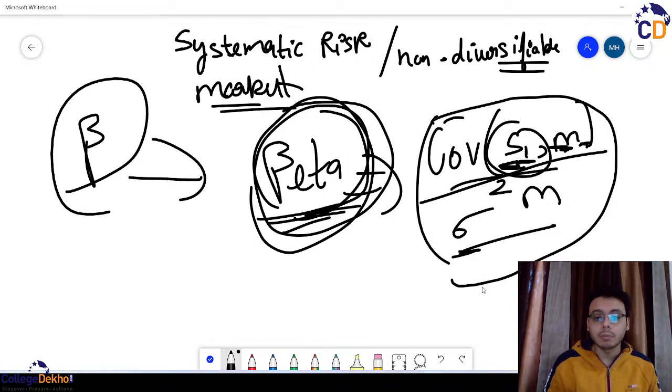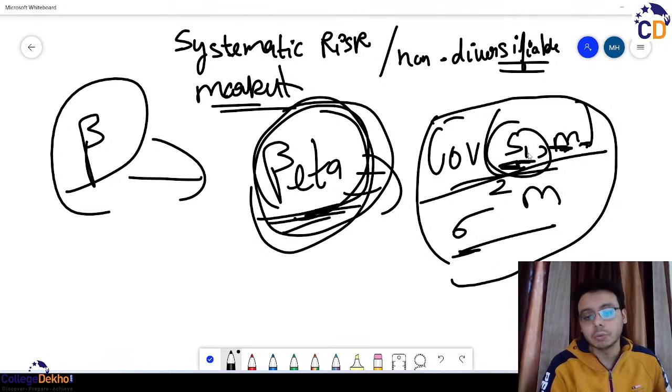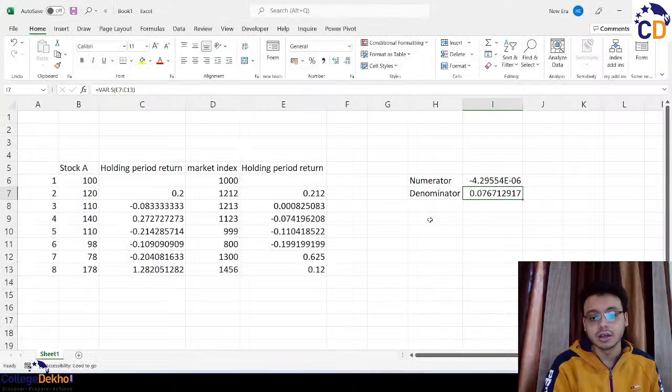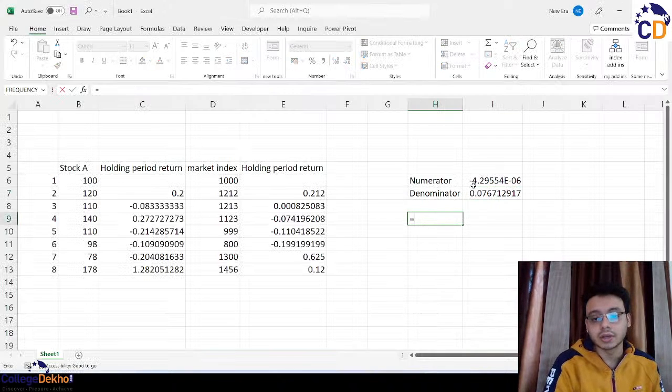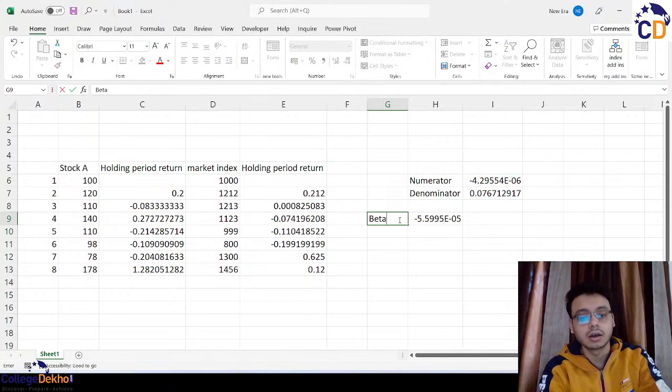Now, what is the formula for the beta? It is the numerator, which is the covariance of the security returns and market returns, divided by the variance of the market. We just have to divide the numerator by the denominator. So here we get your beta.